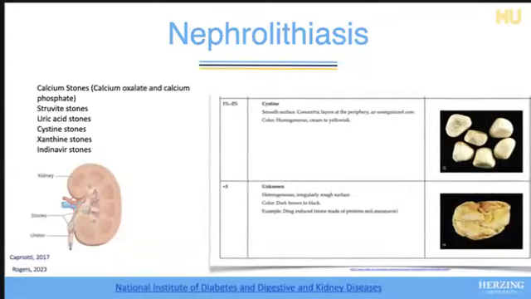So we look at calcium stones because they are the most common type, accounting for, according to the textbook, about 80% of all kidney stones. And then you have uric acid and struvite stones, which are also relatively common as well.